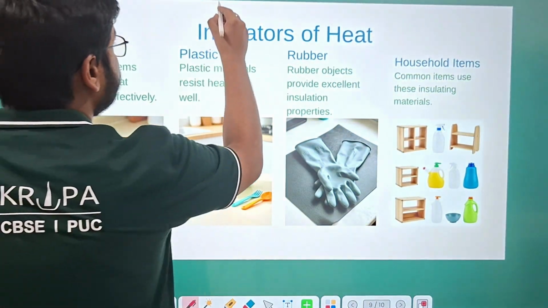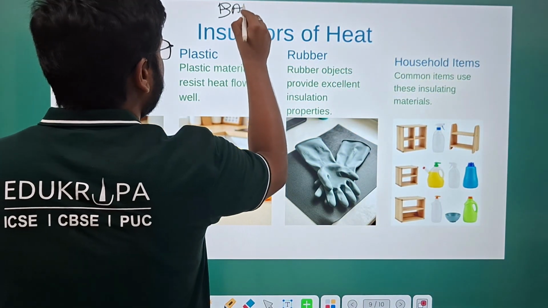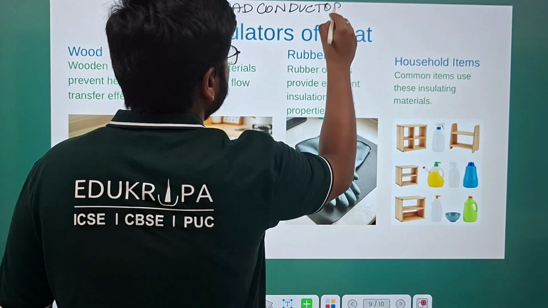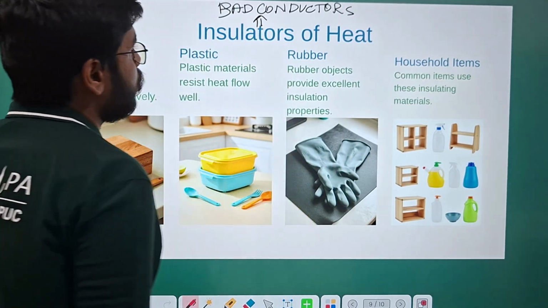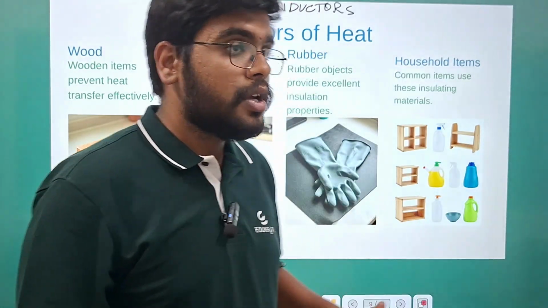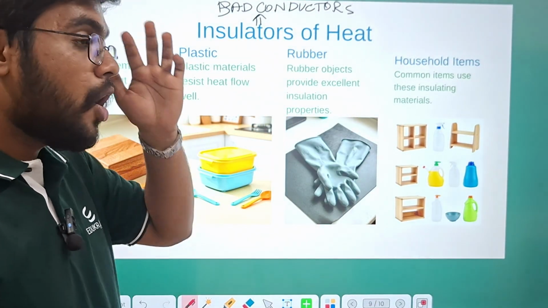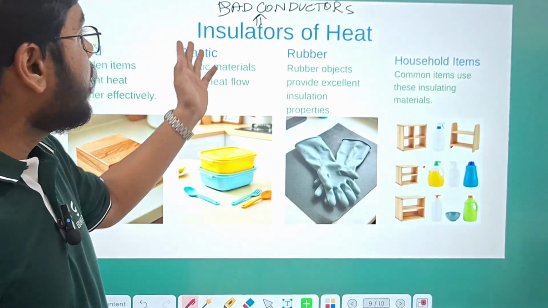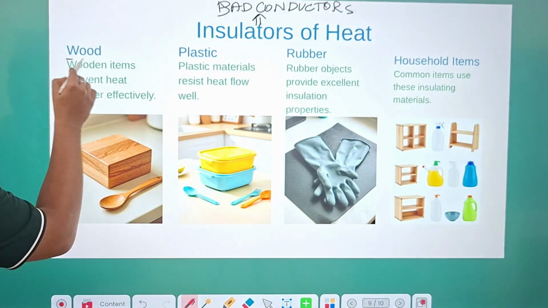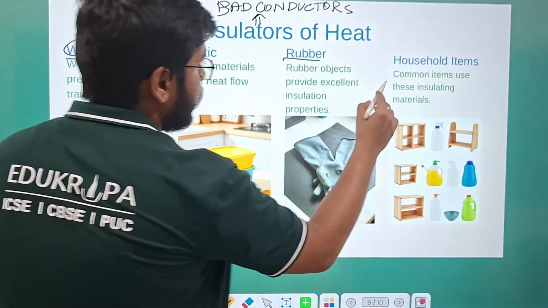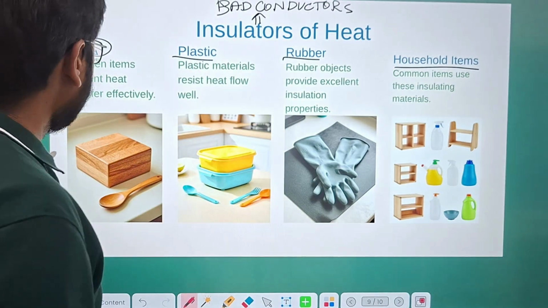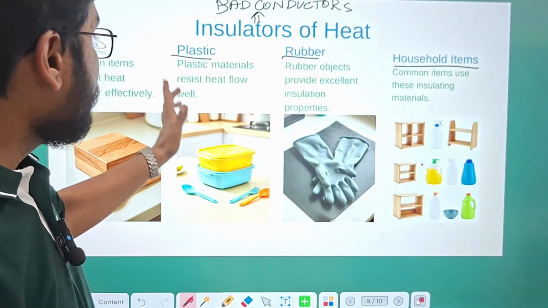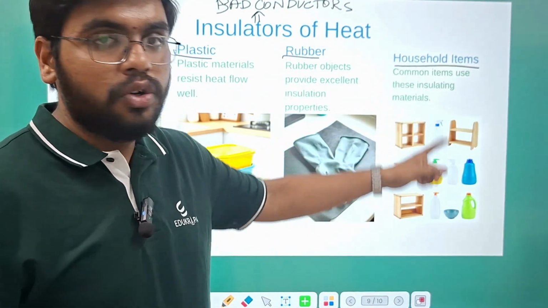Next are insulators. Bad conductors of heat are nothing but insulators. Insulators don't conduct heat as much as conductors. So these can be called bad conductors of heat, or materials which do not allow heat to pass through them easily are called insulators. Now, certain examples are wood, plastic, rubber and other household items which you usually see. Wood is one of the examples of bad conductors or insulators of heat. Plastic, rubber of course, and household items.